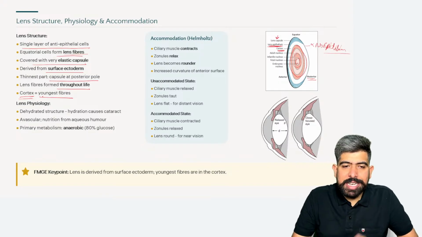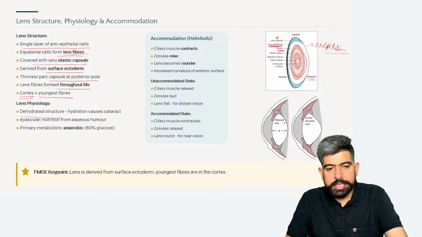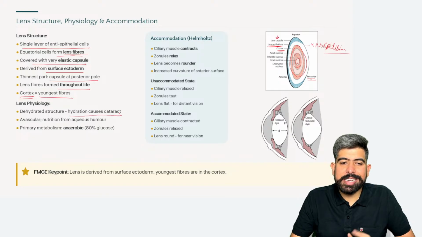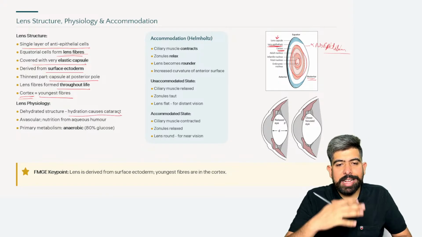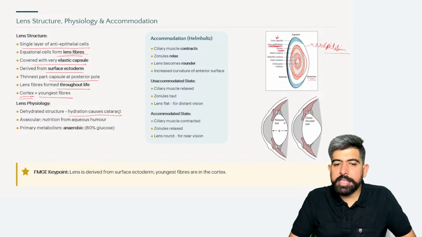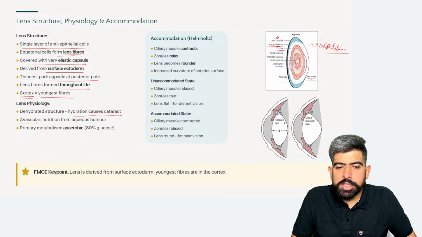Now, what is the lens physiology saying? As we know, it is a dehydrated structure. So hydration causes the cataract, right? The main thing here is, as it is a dehydrated structure, if hydration of it happens, that causes the cataract. One of the most common causes of cataract. Also, please remember, as we talked about it, it is an avascular structure.